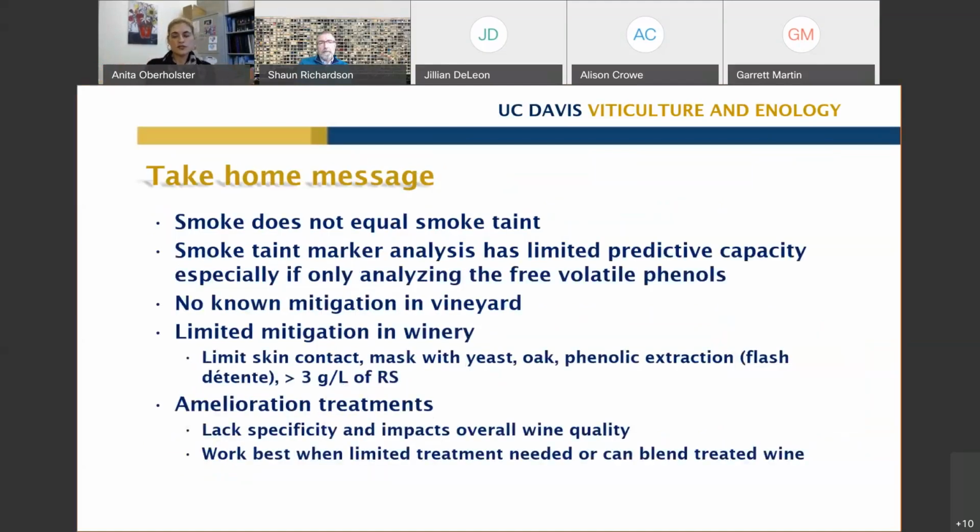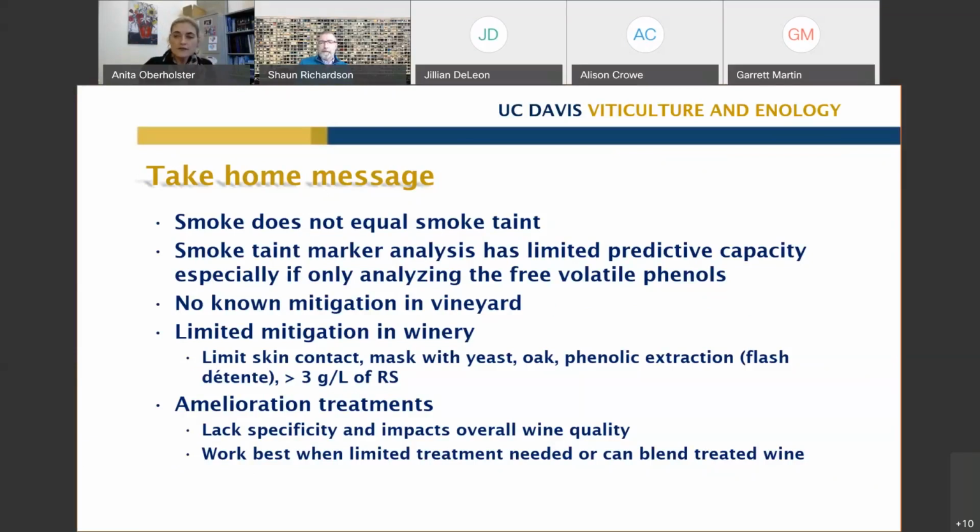So takeaways, unfortunately, the big thing is smoke does not equal smoke taint. Remember, there's no carryover from one year to the next. So you start fresh every year, which is a good thing. Although data analysis is really, really important, it gives you a very small piece of the puzzle, okay? You get like one or two pieces. Doing bucket fermentations and doing sensory analysis just give you a little bit more information to make a decision, right?